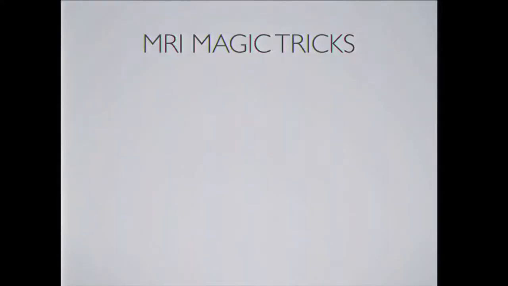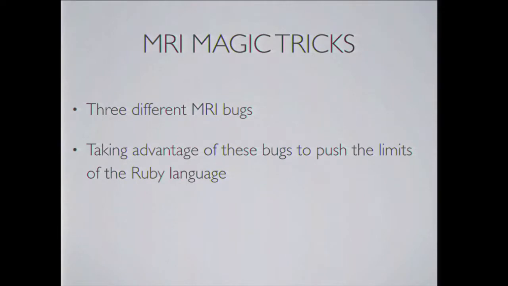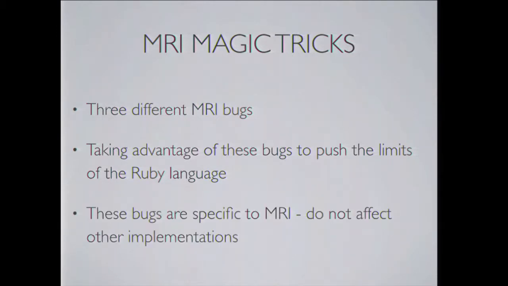So let's begin. In this talk, we're going to talk about 3 different MRI bugs. And we're going to talk about how we can actually take advantage of these bugs in MRI to really push the limits of the Ruby language. So we can do things that you never thought were possible in Ruby. And I'd just like to mention that these bugs are totally specific to MRI. They won't affect other implementations. So if you're running JRuby or Rubinius, then you've got nothing to worry about. And in fact, even if you're running a recent version of MRI, you should be fine.